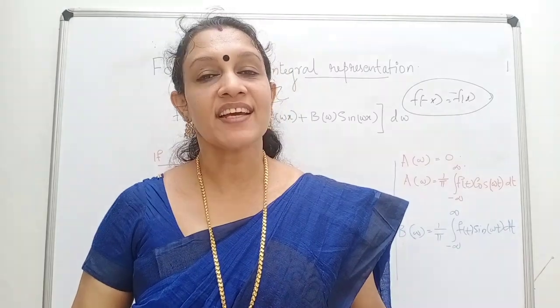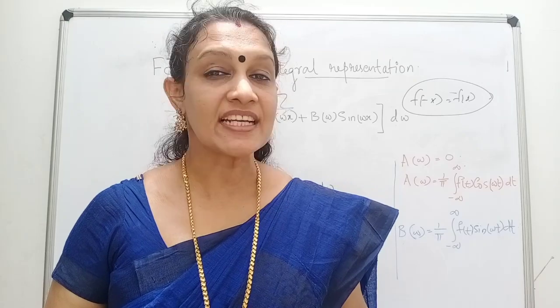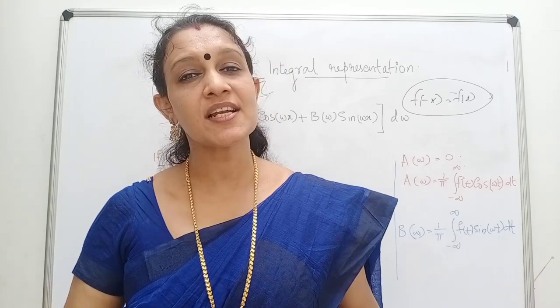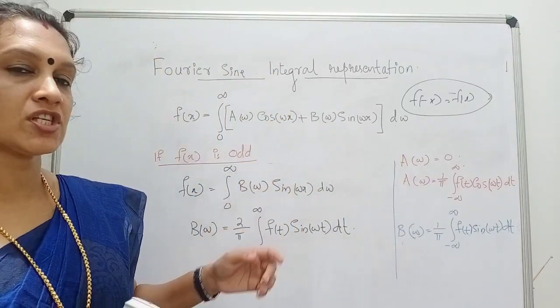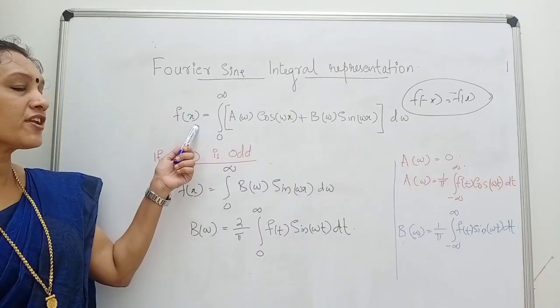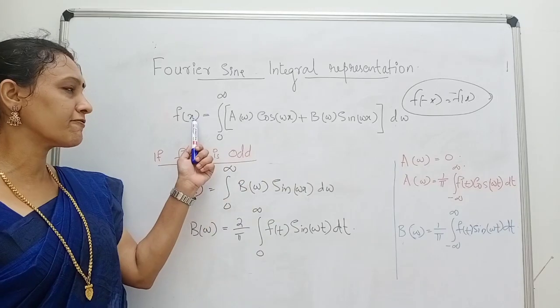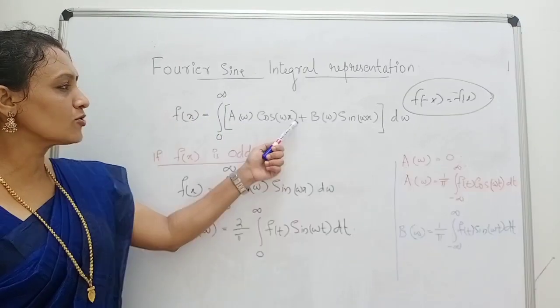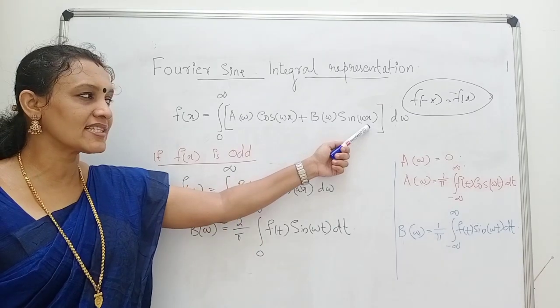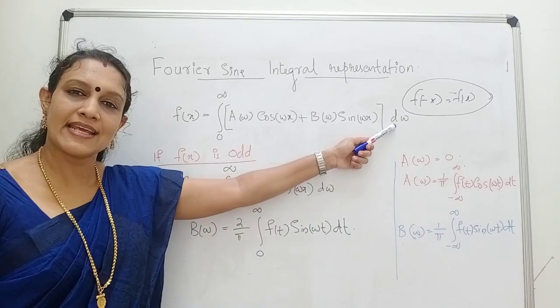Now we are considering the case of Fourier sine integral representation. For sine integral representation, we are considering f of x as an odd function. See, we have the Fourier big integral representation: f of x is equal to integral 0 to infinity a omega cos omega x plus b omega sin omega x into d omega.